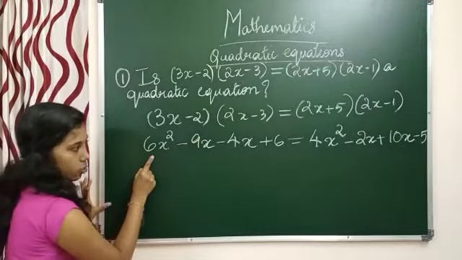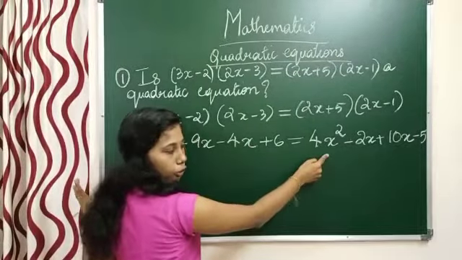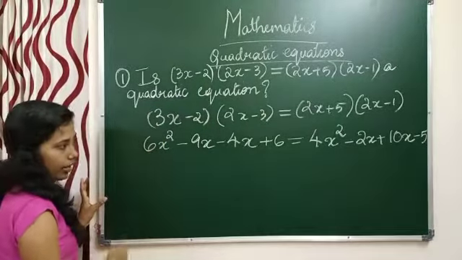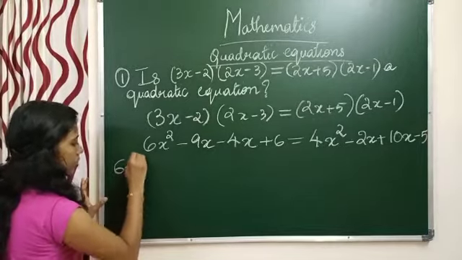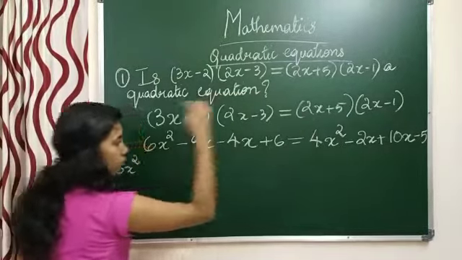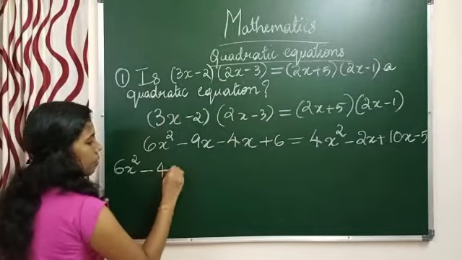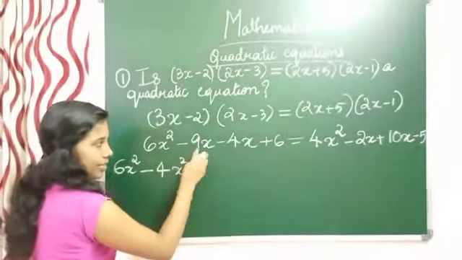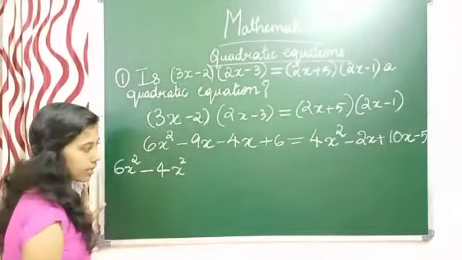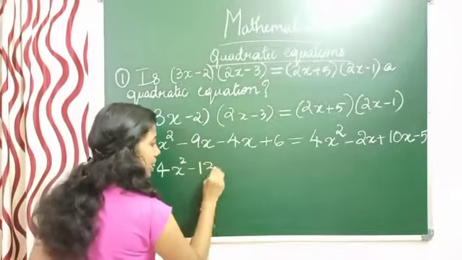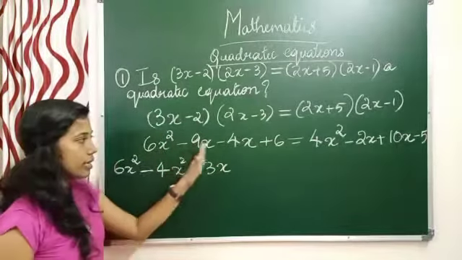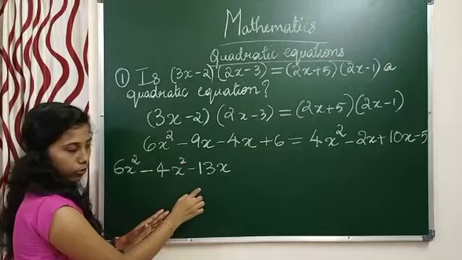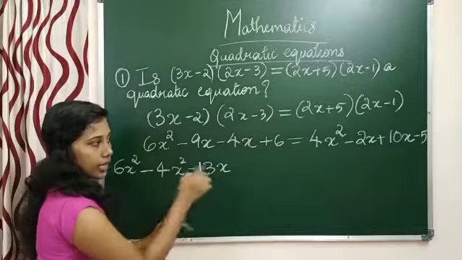So here 6x square, and on the other side we have 4x square. On bringing it to the other side, it becomes minus 4x square. Likewise, here we have minus 9x and minus 4x. It becomes minus 13x. That is, minus and minus, we have to add them and keep the same sign. So it becomes minus 13x.